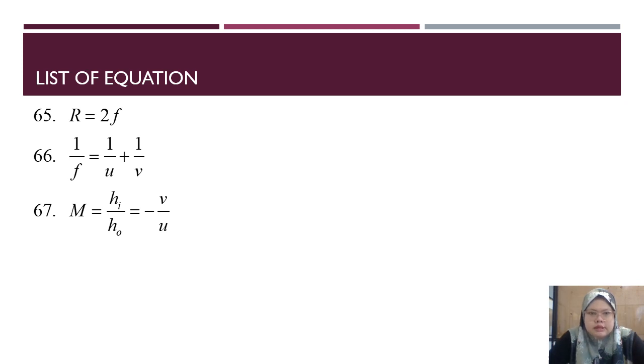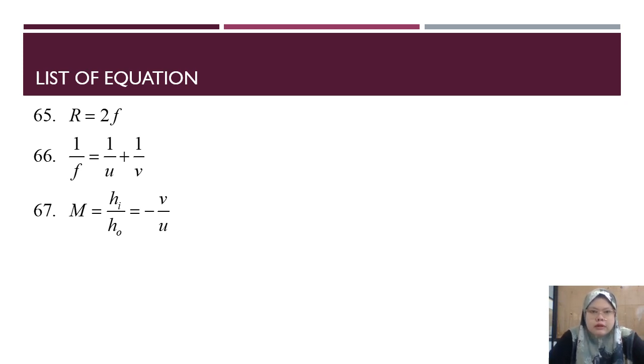The first equation is R equals to 2F. And next is 1 over F equals to 1 over U plus 1 over V. Then M is equals to HI over H naught, and also equals to negative V over U.